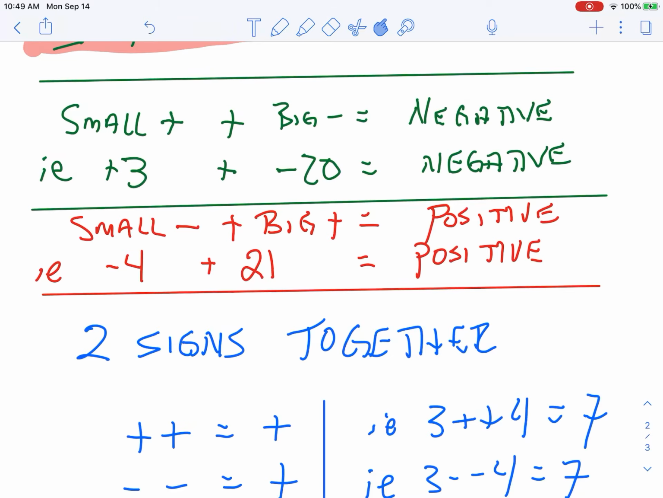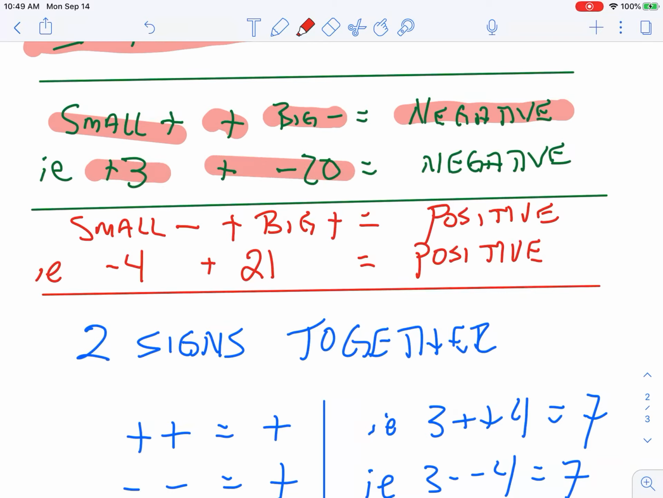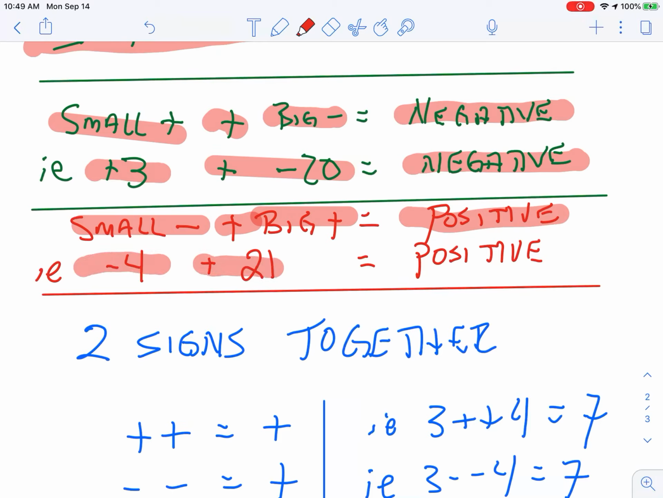So what that means is if you have a small positive number plus a big negative number, you're going to get a negative number. For example, if you have 3, which is a small positive number, and then you add negative 20, which is a big negative number, you're going to get a negative answer. If you have a small negative number plus a big positive number, your answer will be positive. For example, negative 4 is a small negative number, and 21 is a big positive number, your answer will be positive.